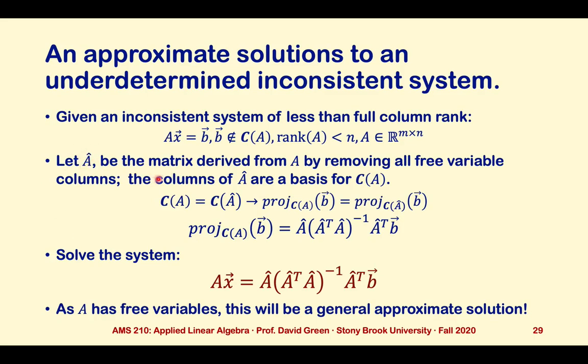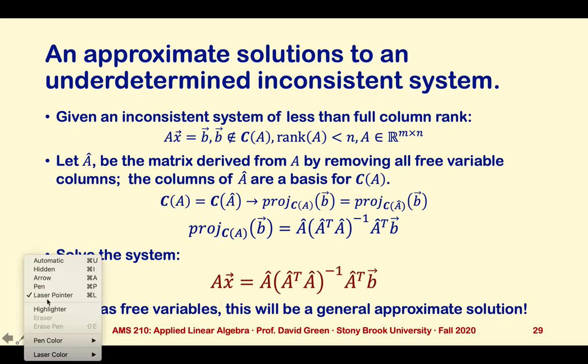That matrix has columns that are a basis for the column space. The columns have to be linearly independent. The column space of A hat is the same as the column space of A, which means the projection of B onto the column space of A is the same as the projection of B onto the column space of A hat. But A hat is a well-defined full column rank matrix. Because of that, we can compute this projection using A hat with exactly the same formula, and then go through and solve the system.